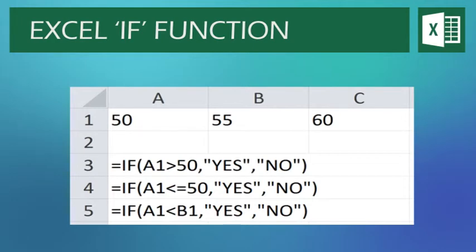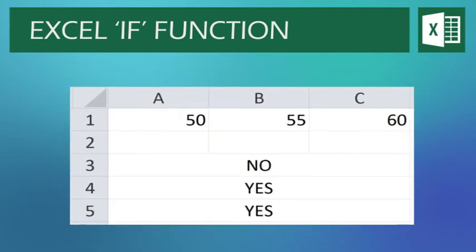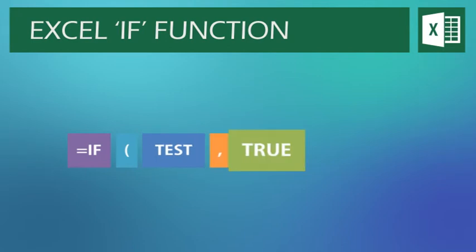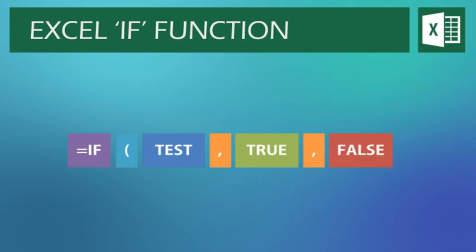The results are as follows. To recap, the if function is constructed in the following way: equals if, open brackets, the logical test, comma, the true value, comma, the false value, and finally closing the brackets.